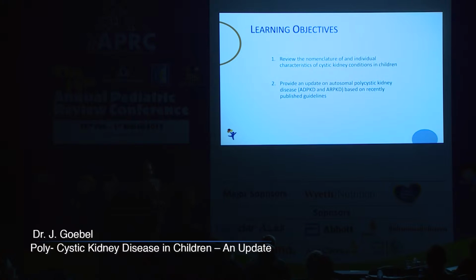And then for the second part of the talk, we'll focus on the autosomal polycystic kidney diseases, AD, autosomal dominant, and AR, autosomal recessive polycystic kidney disease, because they have some special relevance to us, both in pediatrics and later on in adulthood as well. And we have an opportunity to base that review in the second part of the talk on some recently published guidelines that I'll mention.